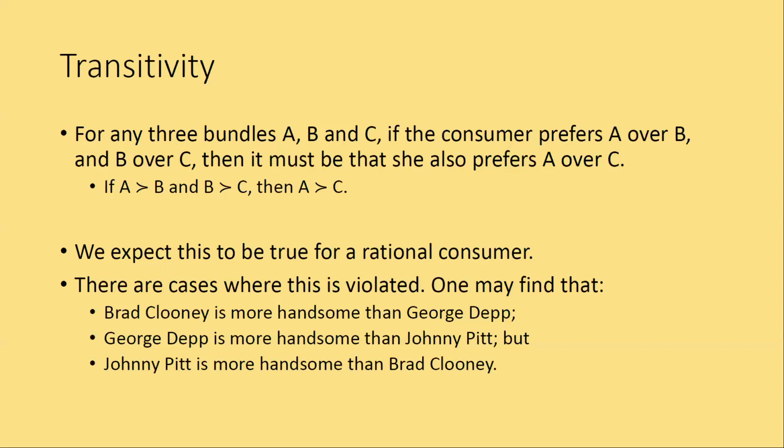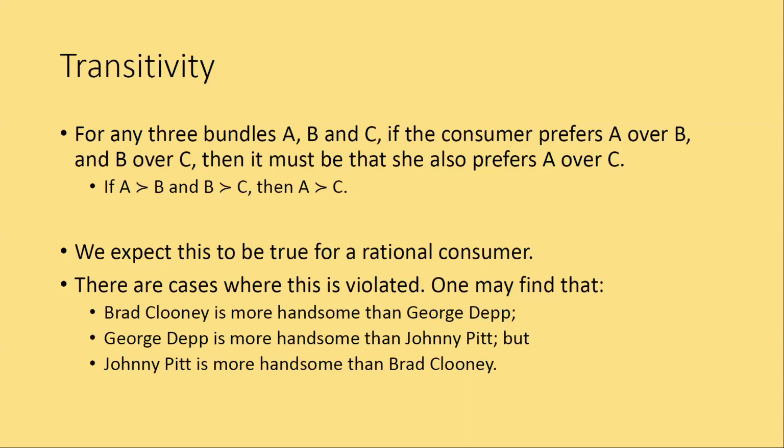And written in mathematical symbols, we say that if A is preferred over B and B is preferred over C, then it must be that A is preferred over C. And we expect this to be true for a rational consumer, which when regarding the consumption of goods, is usually the case. However, we can also find examples when this is violated.